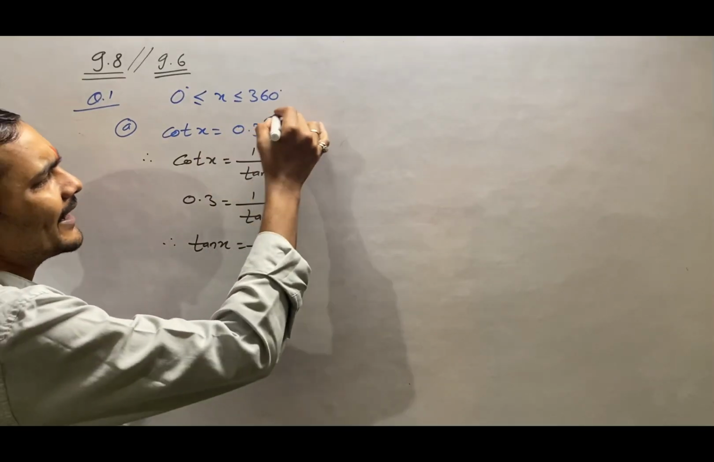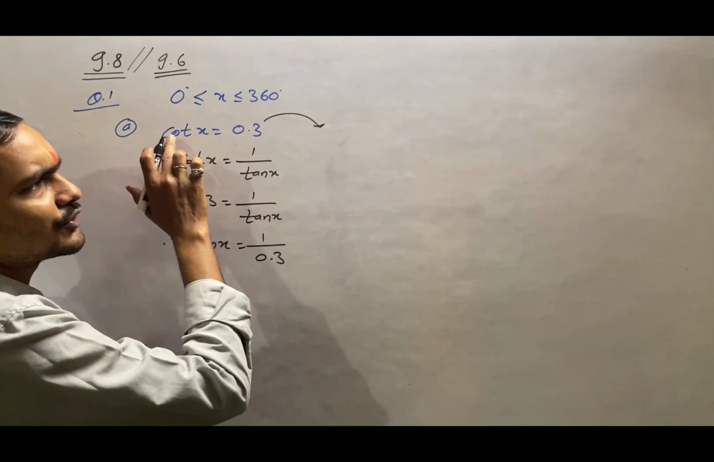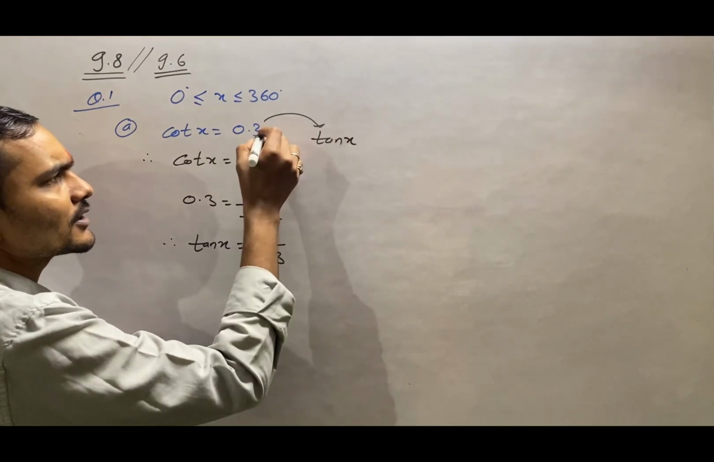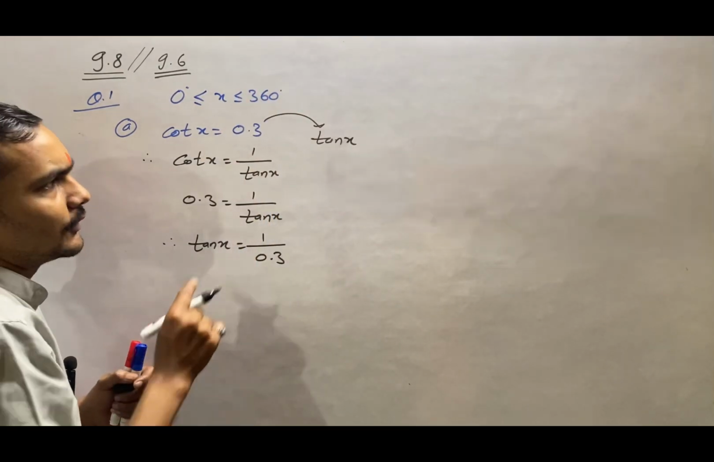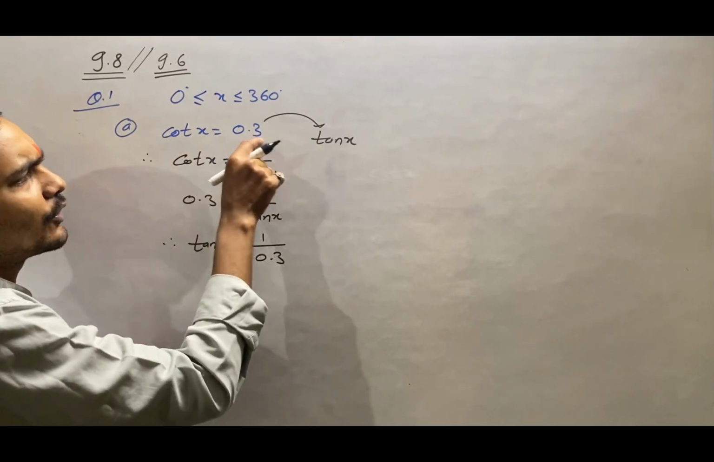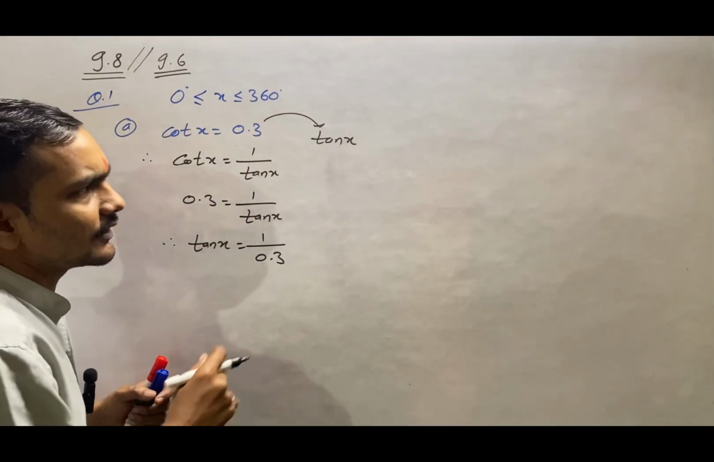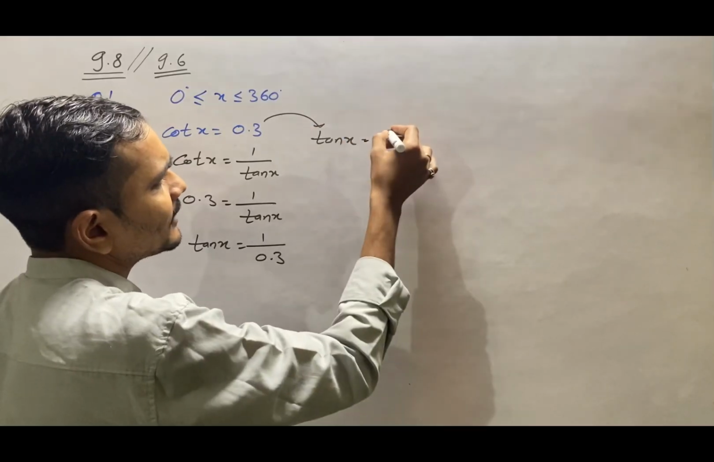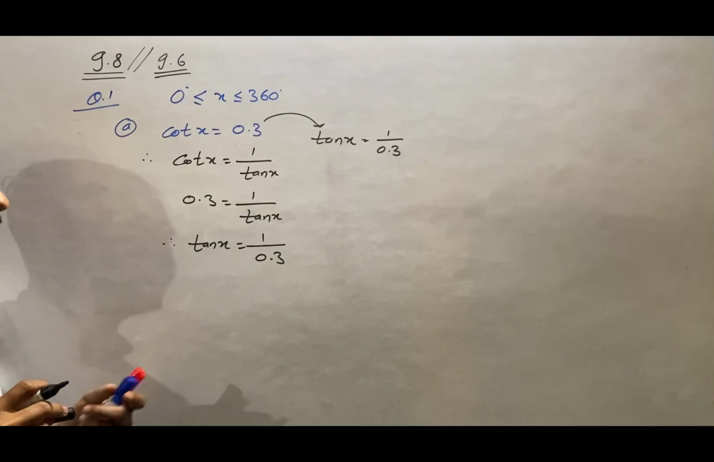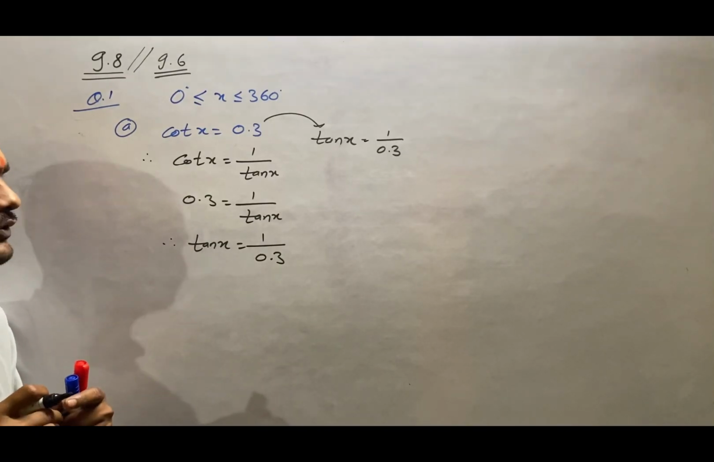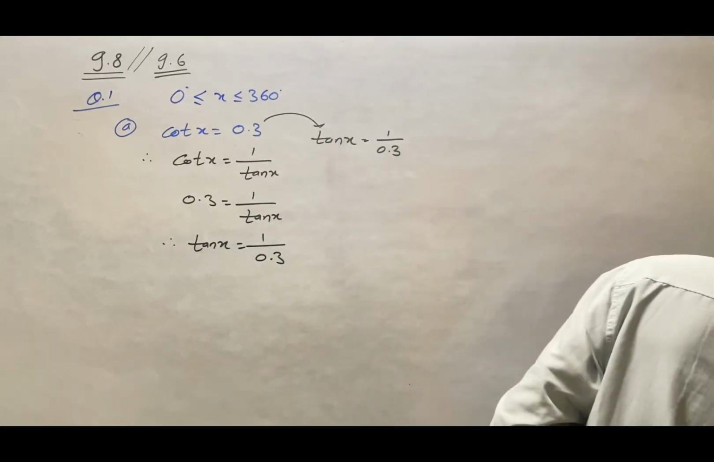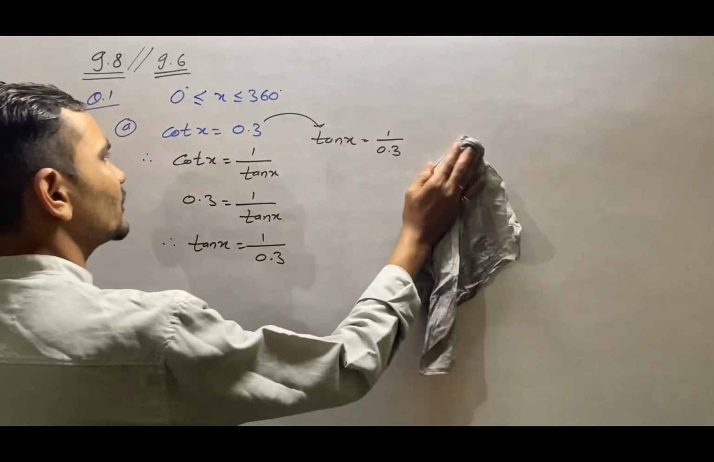So basically we can write it directly. If you want to change cot into tan, just reciprocal the given value. Here we have 0.3 over 1. We don't have a denominator, so we can assume that is 1. So we can just flip the given value, and you will get it directly. Okay, now here we can use a calculator for this, right?